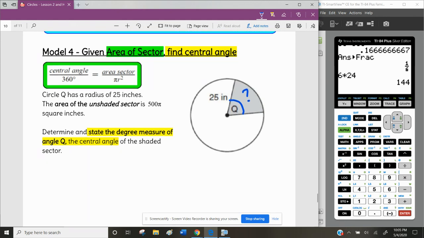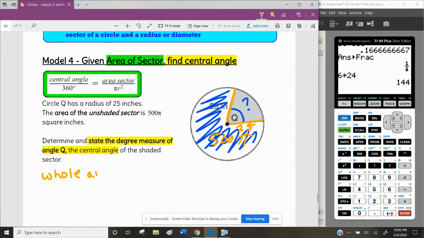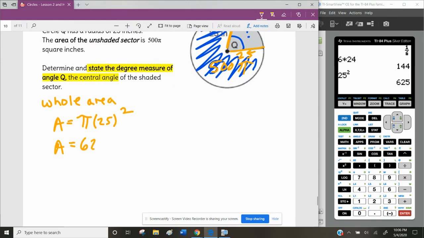Okay. So we know the area of the unshaded sector. So this is going to be 500 pi. Okay, here we go. 500 pi. And then we know that our radius is 25 inches. So we can find the whole circle, the whole area. All right, so whole area for the circle would be pi times 25 squared. 25 squared is 625 pi.